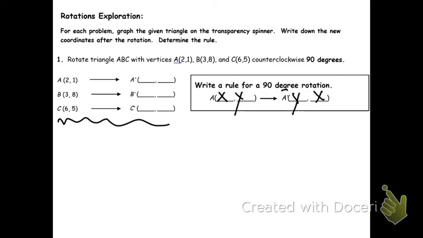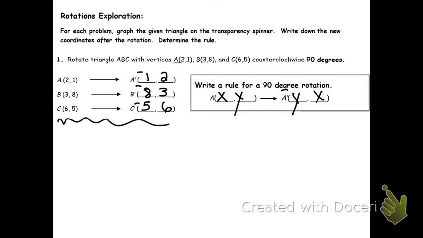So A maps to A prime, reverse, change the sign of the first one. That's it, okay? So you can try the next 2 on your own, or you can watch me, whatever you prefer. Reverse. Change the sign of the first one. Reverse. Change the sign of the first one. Okay? That's the rule for a 90-degree rotation.